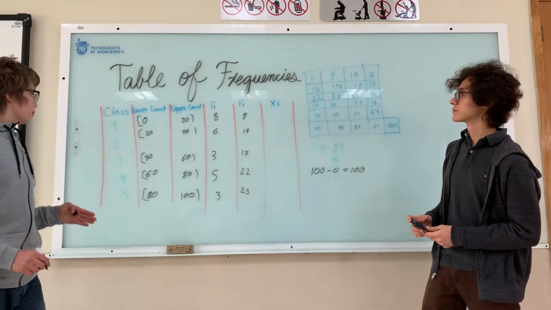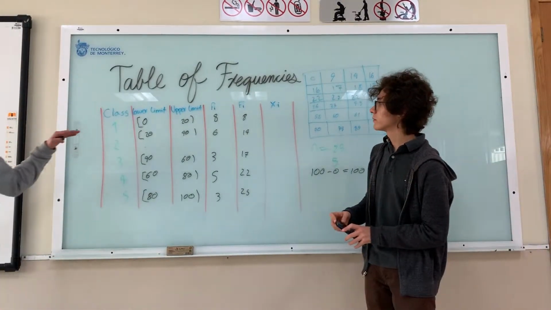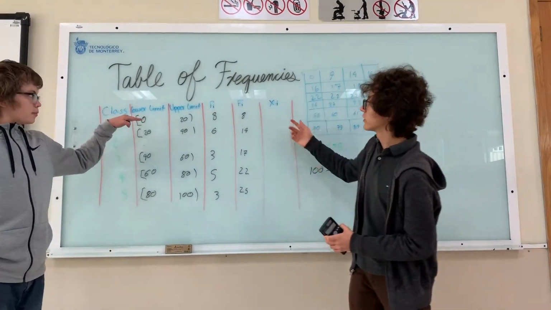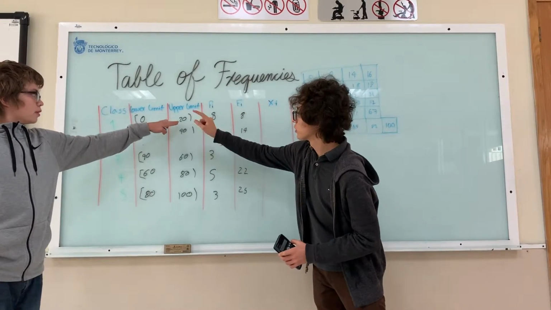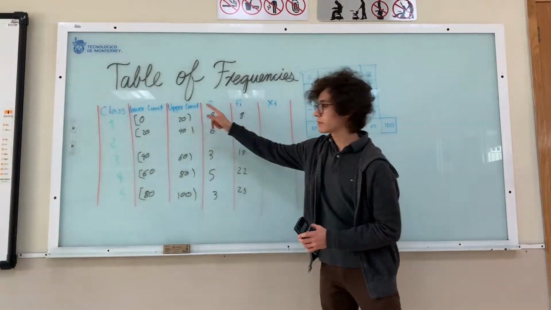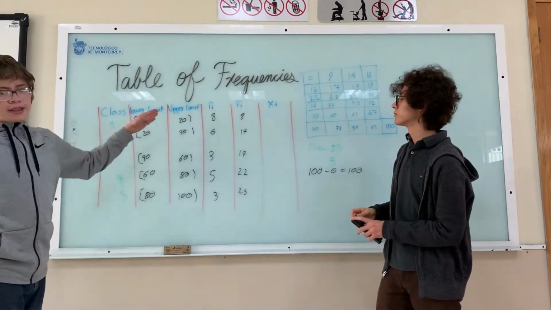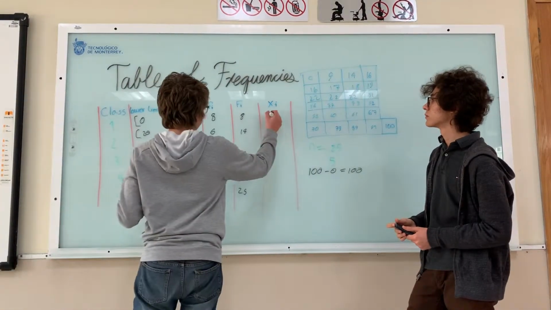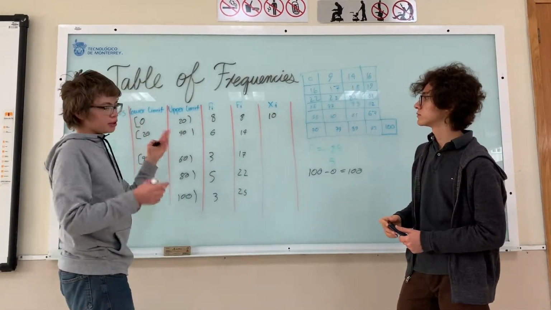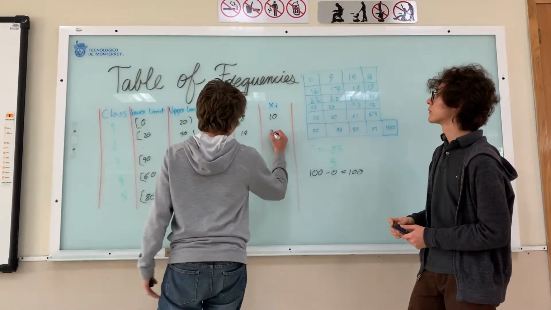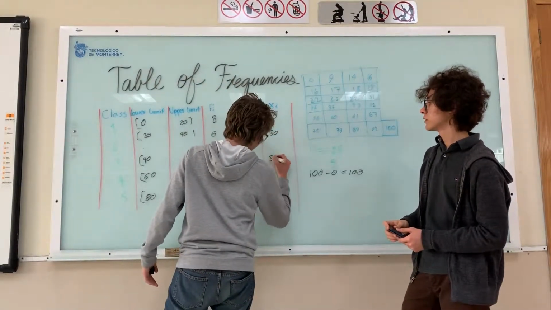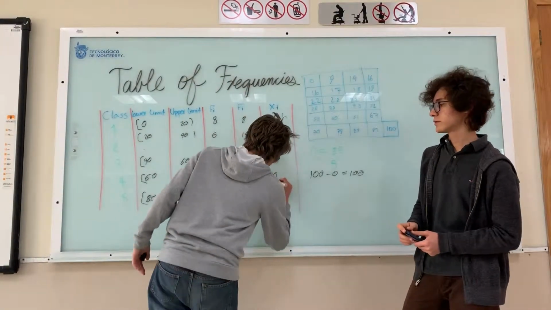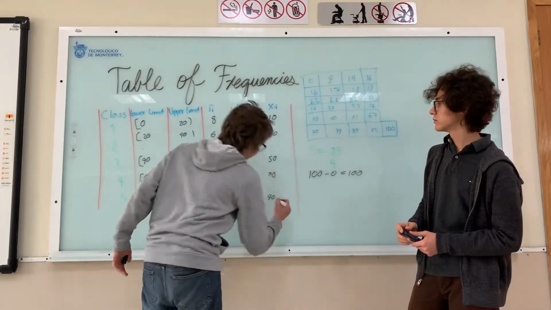And finally, we're going to see the class mark. That will be mainly a calculation: the lower limit plus the upper limit divided by 2. So it's basically the value in the middle, which will be 10, because 20 over 2 is 10, then 30, then 50, then 70, and then 90.